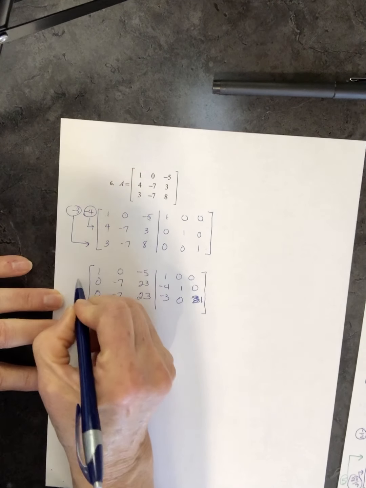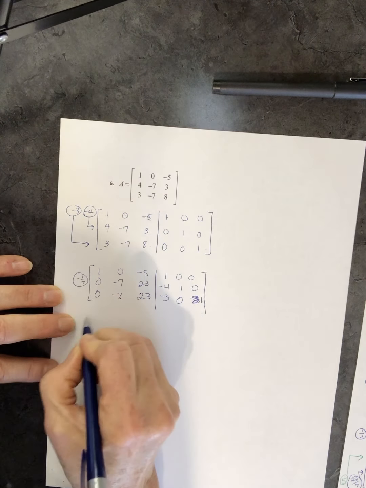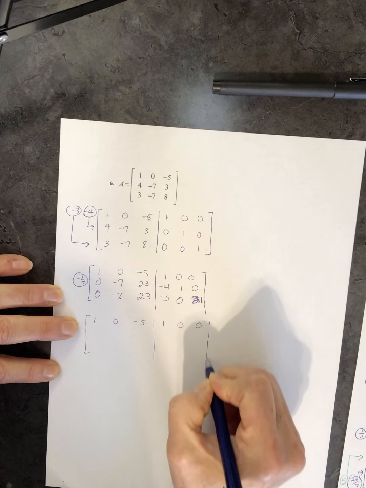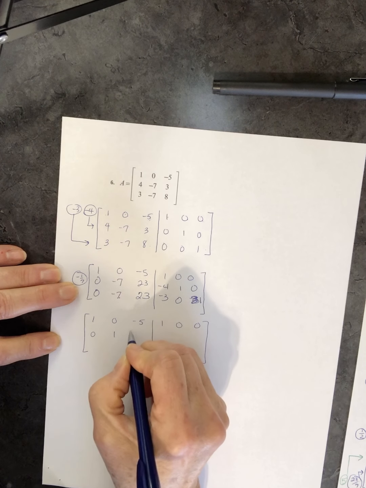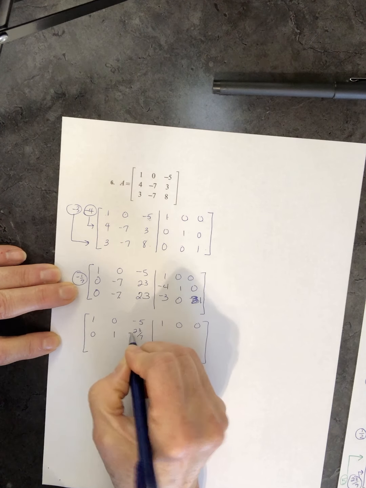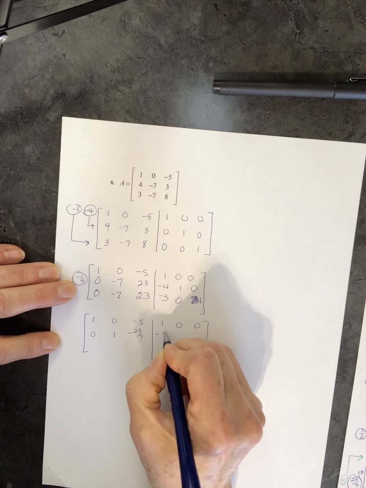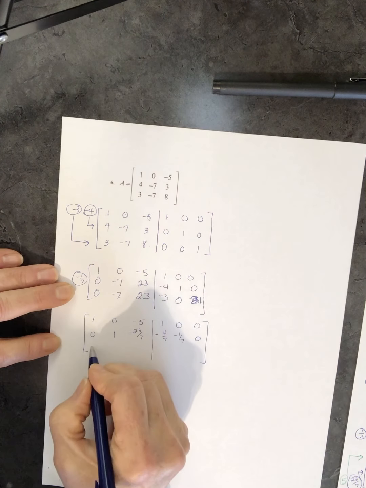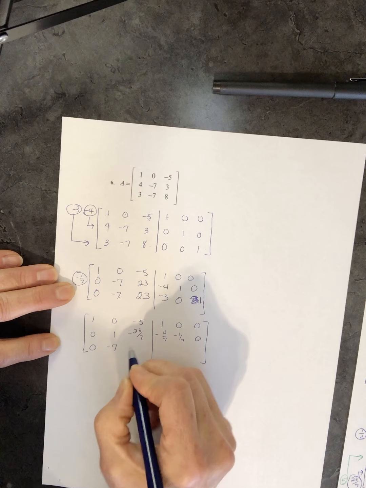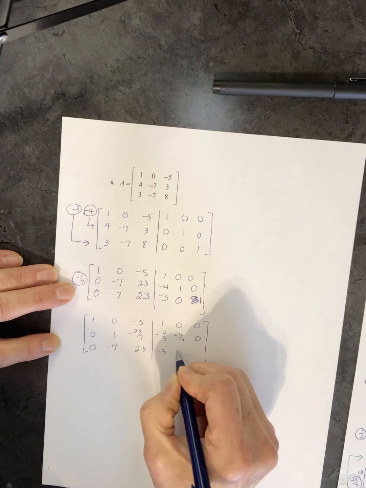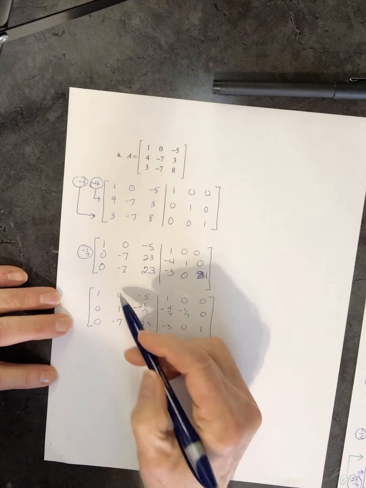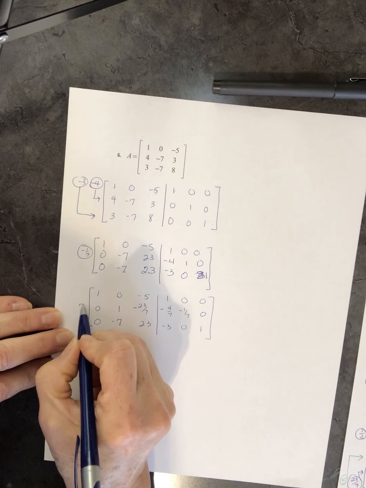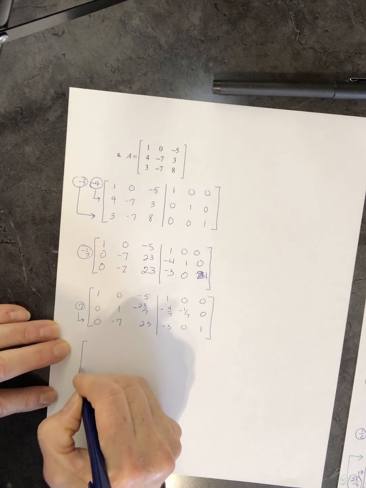Okay, so now I need to multiply by a -1/7. So that's going to be a 0, a 1, a 23/7, that's negative, and this is -4/7, -1/7, and 0. This row doesn't change. We're almost done. Keep calm. This is already a 0. That's good. Now I need to turn that into a 0. So I need to multiply this by a +7 and add to row 3.